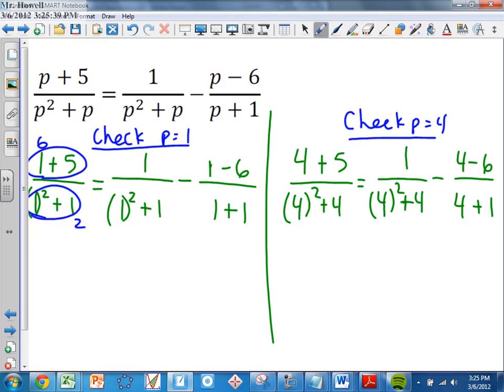This side becomes 3. Again, this is 6, this is 2, that's a 3. 1 over 2 here, this is really 1/2, or 0.5. This will become a negative, so minus.